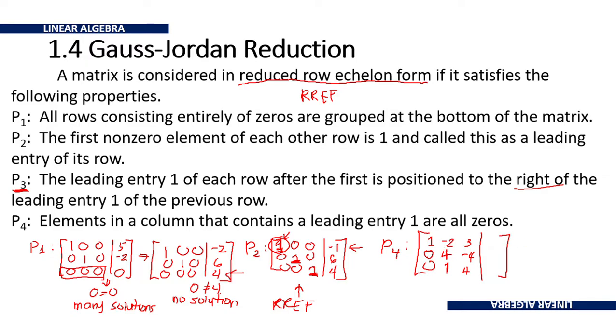Ulitin ko lang dito sa huling side: 1, 0, 0, 0, 1, 0, 0, 0, 1. Ito, mga leading entry na, at ito yung mga zeros. Ito yung mga leading entry natin, yung mga 1. Kunwari, ito yung ating leading entry na 1, yung mga remaining elements dun sa column dapat ay 0 para masabi nating naka-reduced row echelon form na siya.